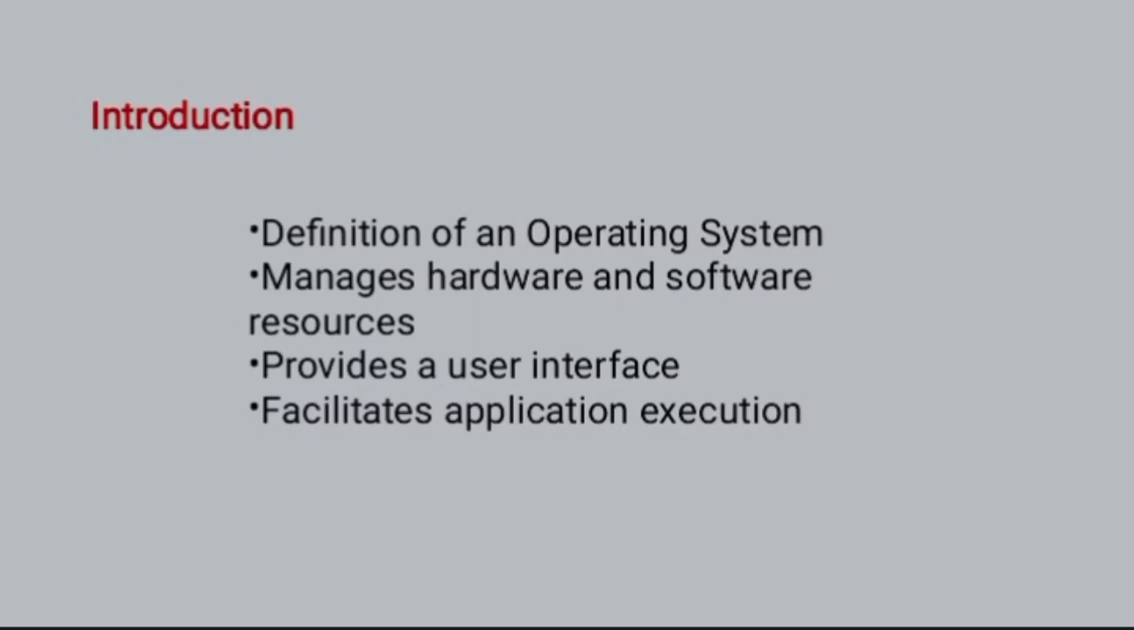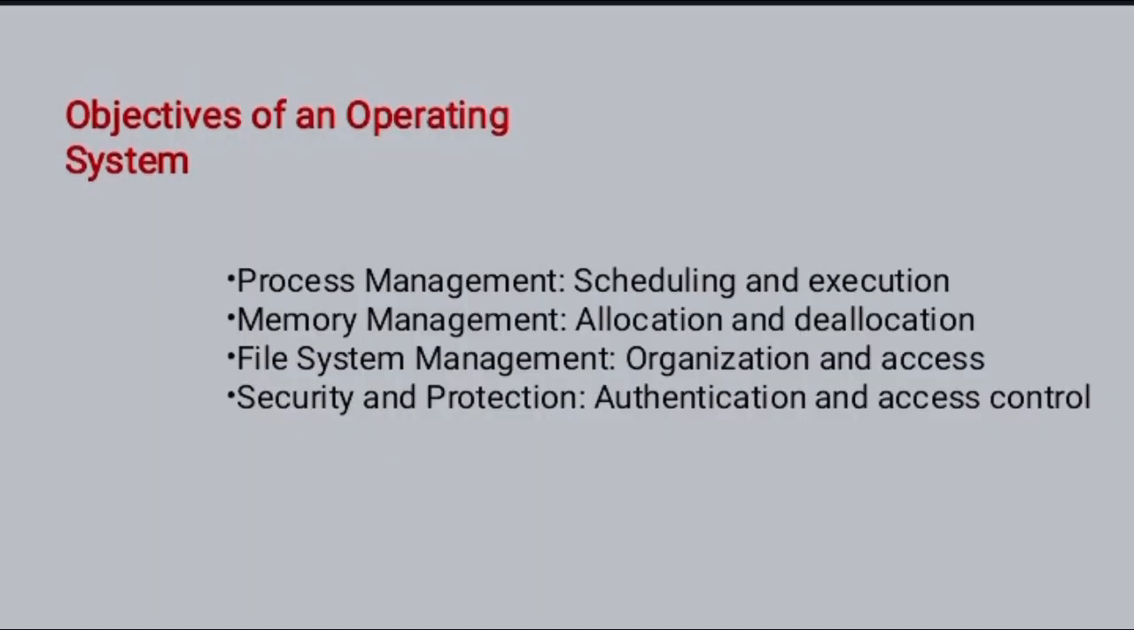This slide defines what an operating system is and what it does. In short, the OS is the fundamental software that manages all the hardware like CPU, memory, storage, and software resources like files and programs of a computer. It acts as a bridge between the user and the hardware, providing a way for users to interact with the computer. Finally, the OS makes it possible for applications like a web browser or games to run by providing them with necessary services and resources.